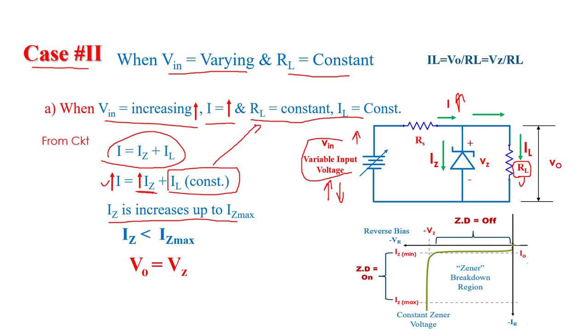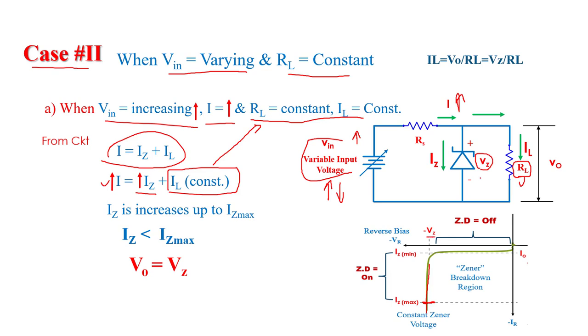Here we see the VI characteristic, or reverse bias characteristic, of the Zener diode. In this reverse bias characteristic, we have to consider that the Zener diode works in the reverse breakdown region. So in the Zener breakdown region, the Zener current across the Zener diode increases up to IZ maximum only. If we increase the Zener current more than IZ maximum, the Zener diode will be destroyed. That's why we have to increase IZ only up to IZ maximum. In this condition, the voltage across the Zener diode is VZ.